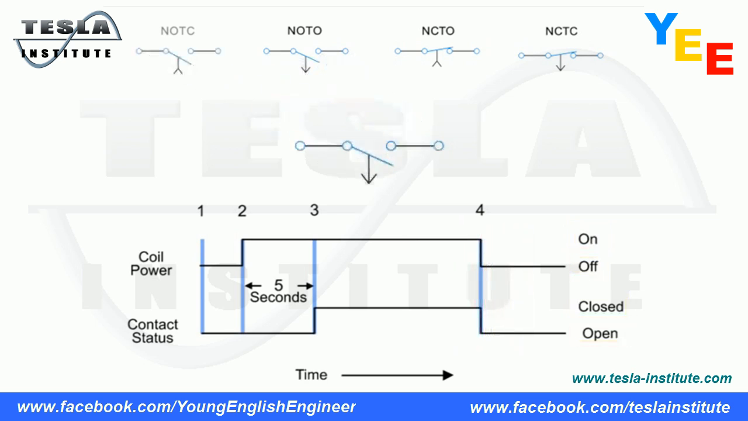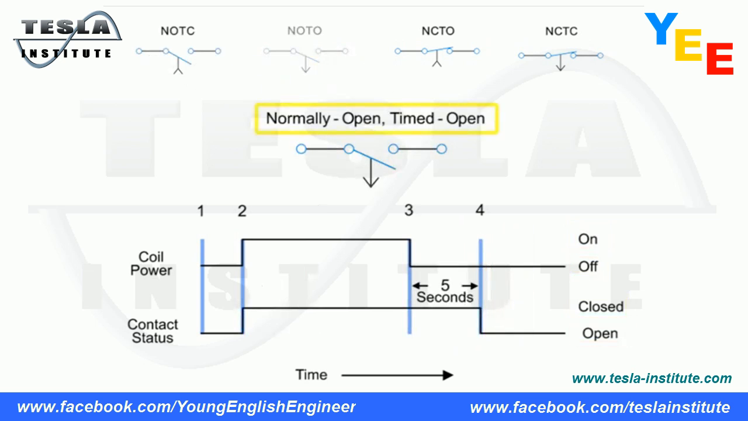Next, we have the normally open, timed open contact. Similar to the normally open, timed closed contact, this type of contact is normally open when the coil is unpowered or de-energized, and closed by the application of power to the relay coil.